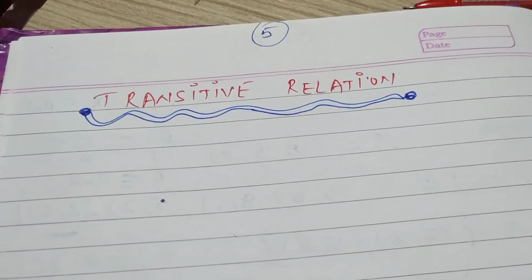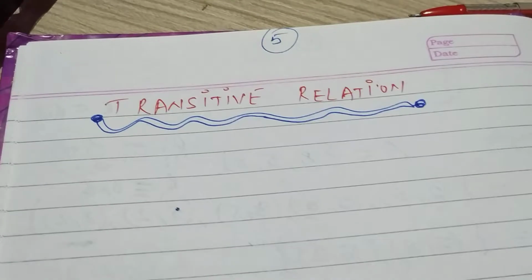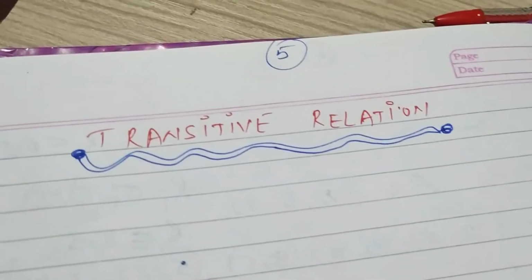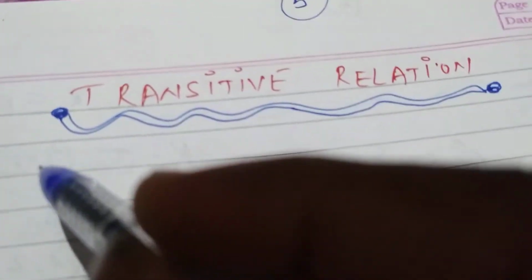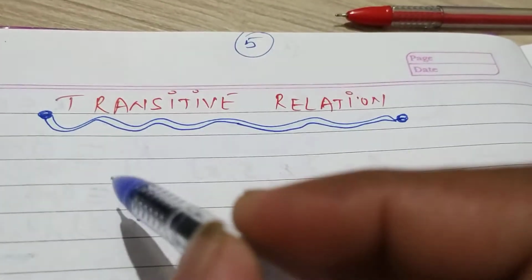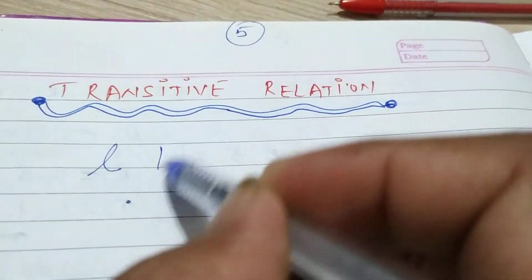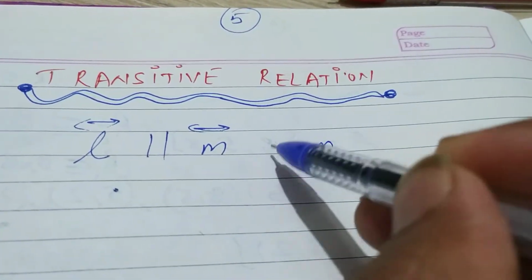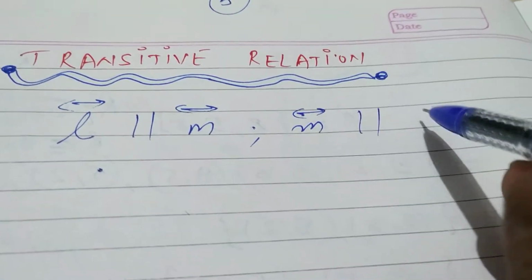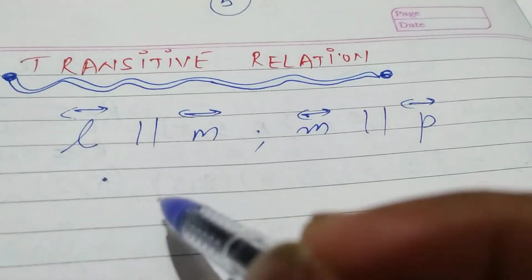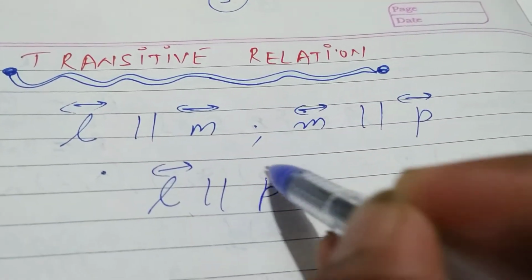Hello students. So as we discussed earlier, we're heading up to another type of relation, which is transitive relation. Now, what is transitive relation? Let us consider an example. Suppose we take the example of parallel lines that we took earlier. Suppose there is a line L which is parallel to line M, and line M in turn is parallel to some other line, say P. Then we can say that line L is parallel to line P.